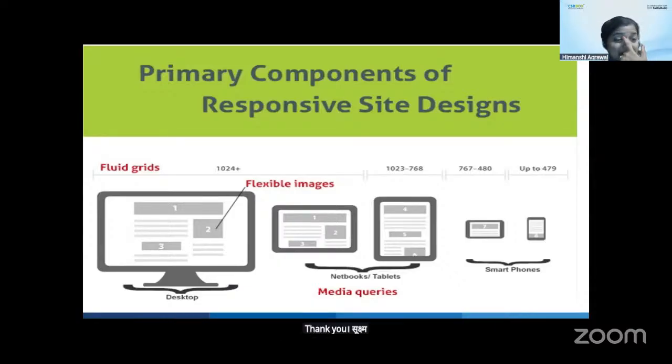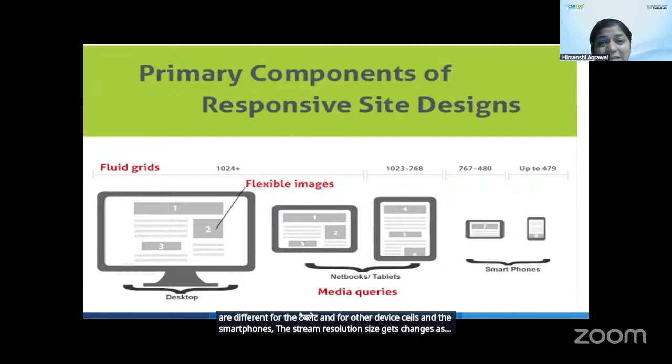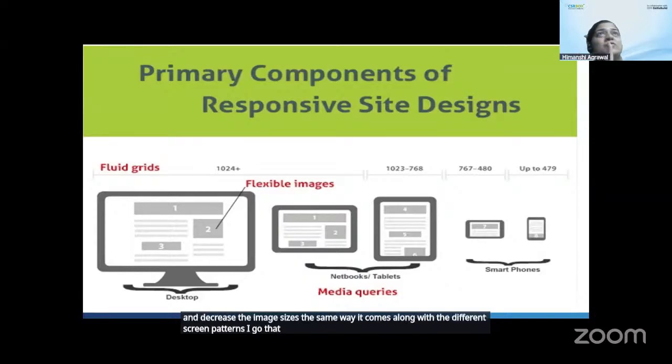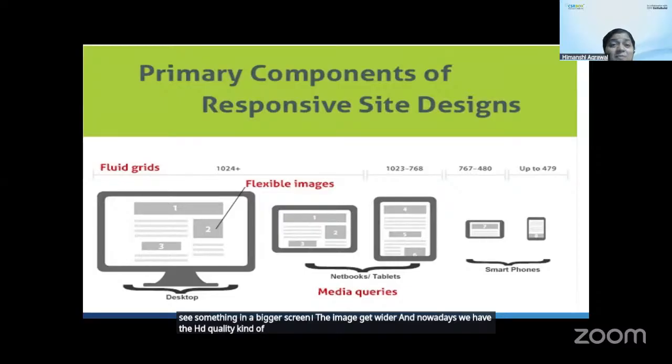So, students, for the desktop, the flexible images are different from those for the tablet, other devices, and smartphones. The screen resolution size changes as you increase and decrease the image sizes. The same way it comes along with different screen patterns, like for the TV you see something on a bigger screen, the image gets wider, and nowadays we have HD quality images. That means the image should not feel like it is breaking out from the screen. So we make sure that whenever we put images, they are in the proper layout and structure.